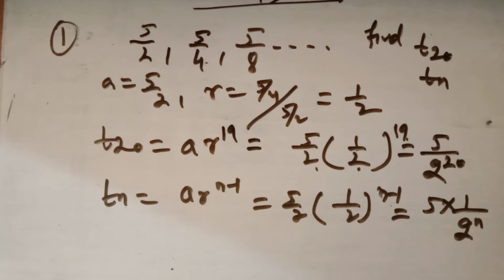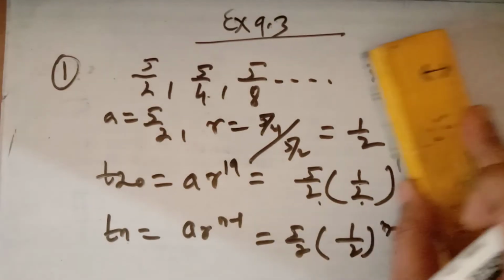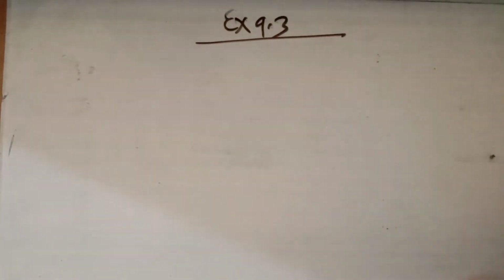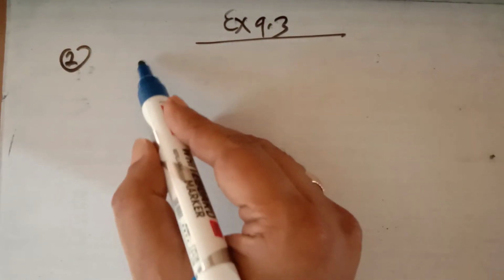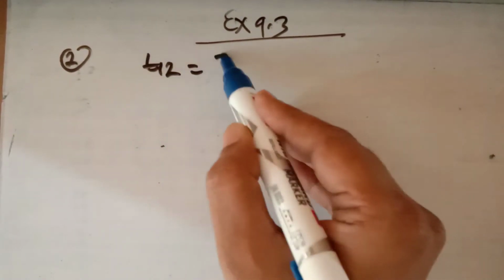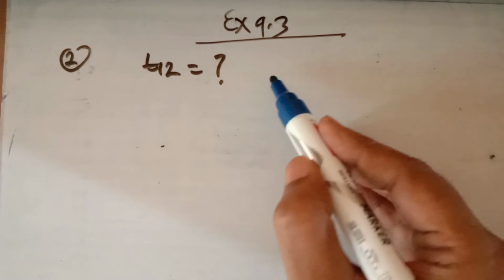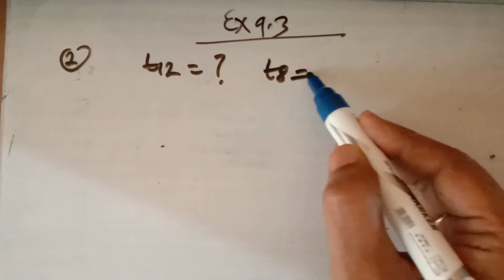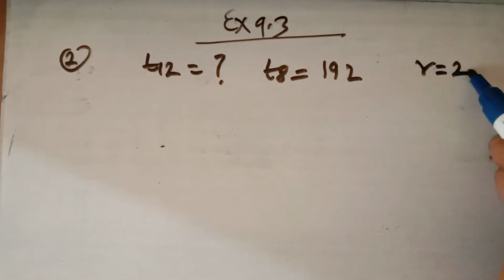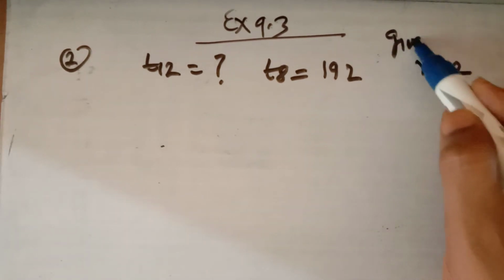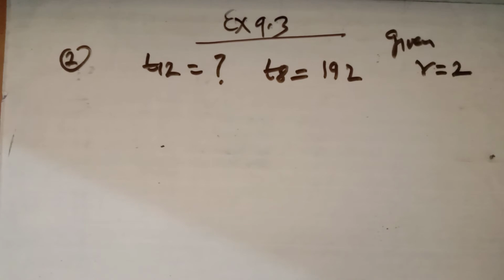Simply you have to find the terms when a geometric progression is given. Now the second question of this exercise, what is given? You have to find the 12th term of a GP whose 8th term is given as 192 and the common ratio is given as 2. The 8th term is given and the common ratio.